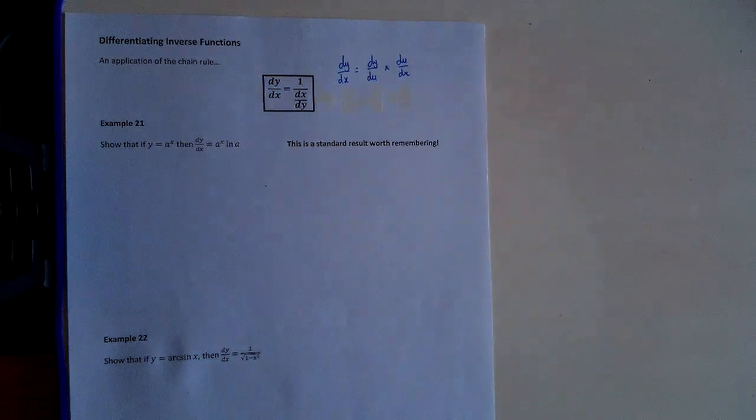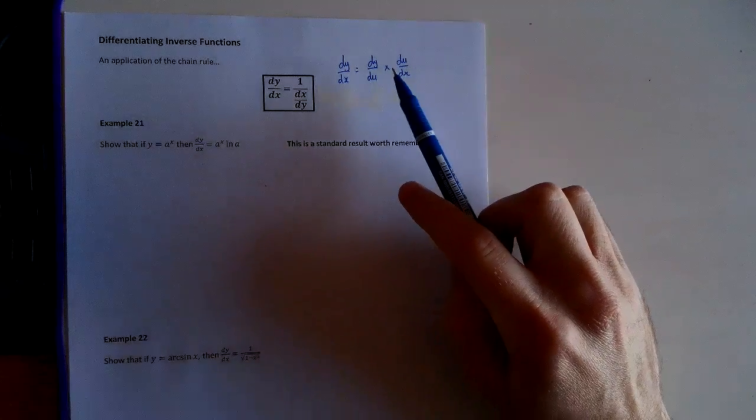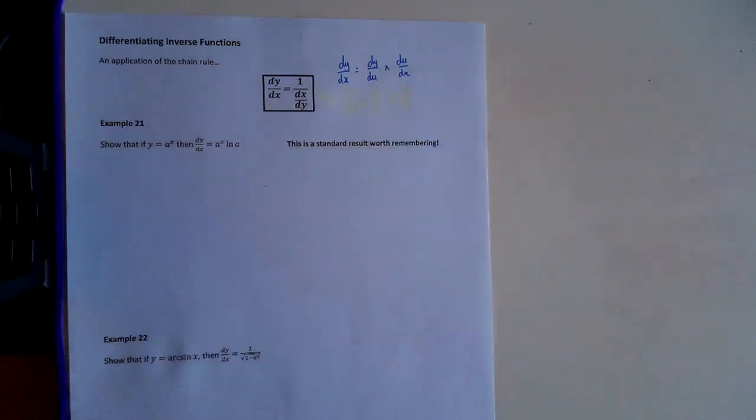Last part of differentiation is differentiating inverse functions. So instead of having y equals, we're going to have x equals. Now, the method is just do dx by dy to differentiate in terms of y, and then do the reciprocal. Now, this comes from the chain rule. So here, dy by dx equals dy by du times du by dx.